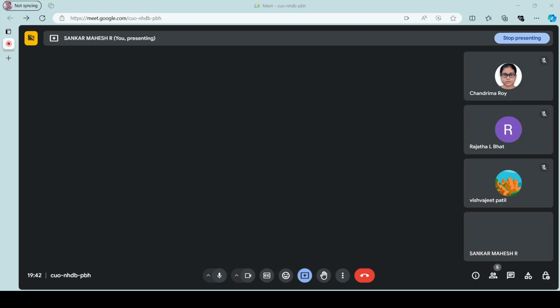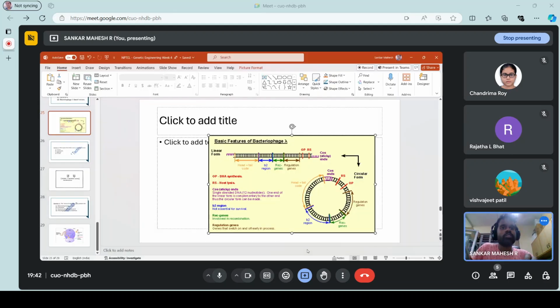Yes, sir. Okay. Now repackaging is done. After repackaging, it has to undergo replication. Now, if it is in the linear form, do you think replication is possible? Do you think replication is possible when the DNA is in linear form? It's difficult, which is why you need a circular form.